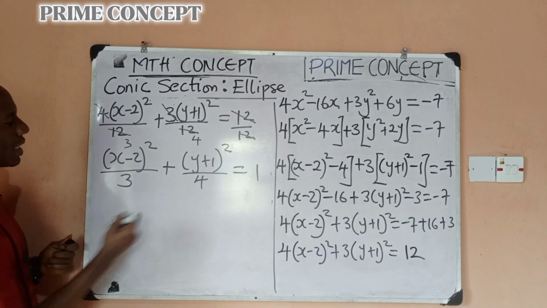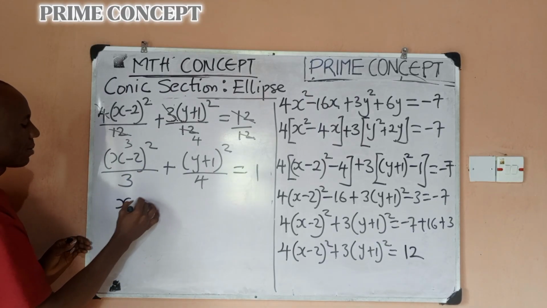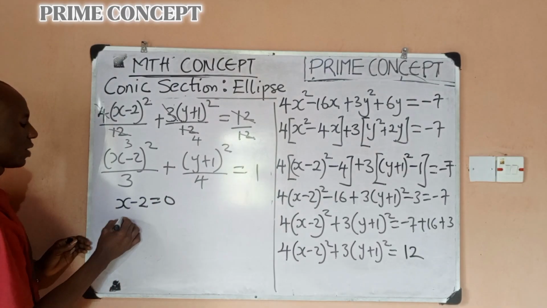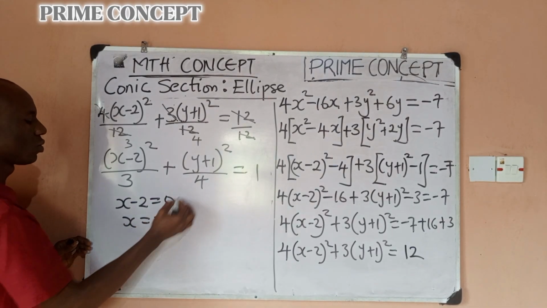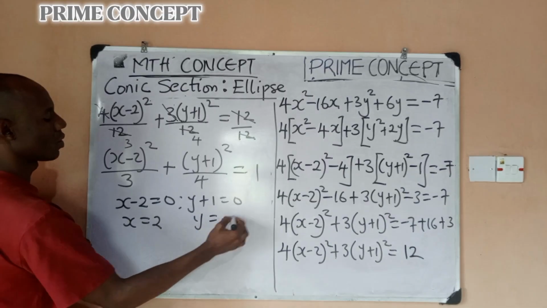So for me to find the center of this ellipse, it's going to be x minus 2 equals 0, and then x is equal to 2. I'll do the same. y plus 1 equals 0. y is equal to negative 1.